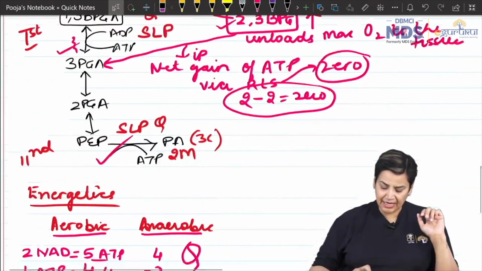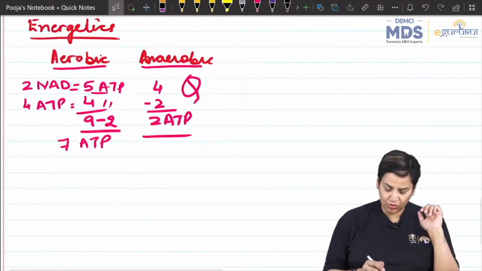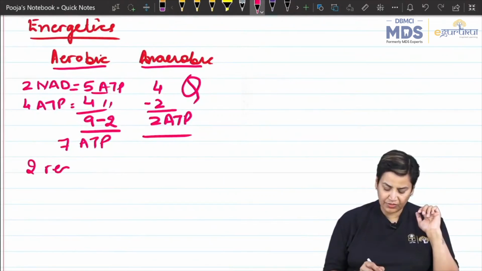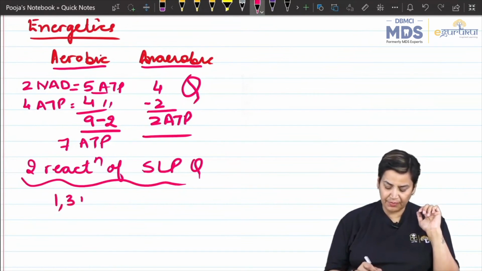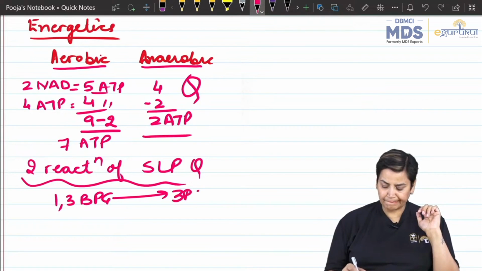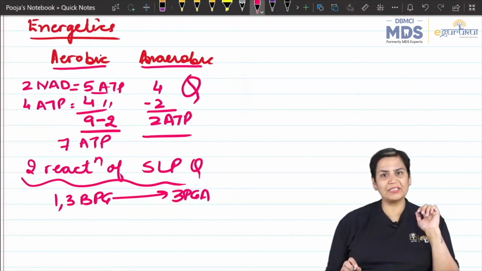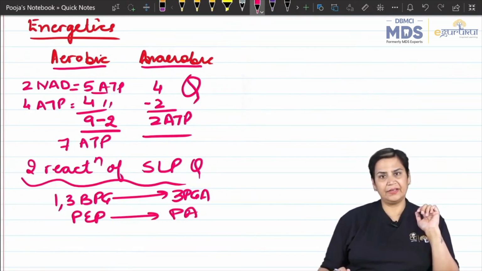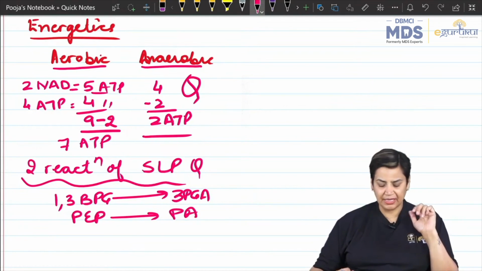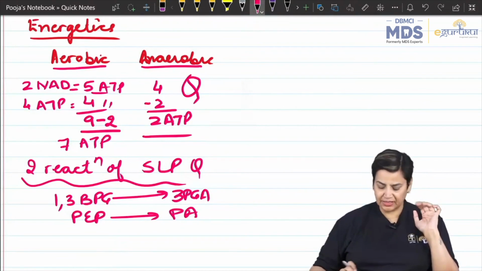Clear? And there are two reactions of substrate level phosphorylation. One is 1,3-BPG to 3-phosphoglyceric acid, and second is PEP to pyruvic acid. Right? So this is glycolysis.